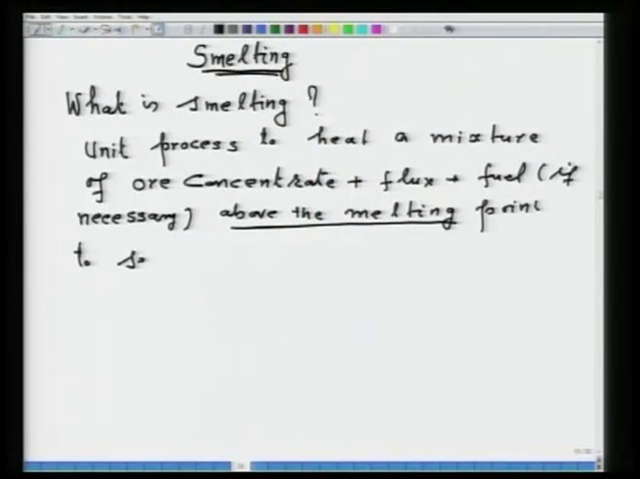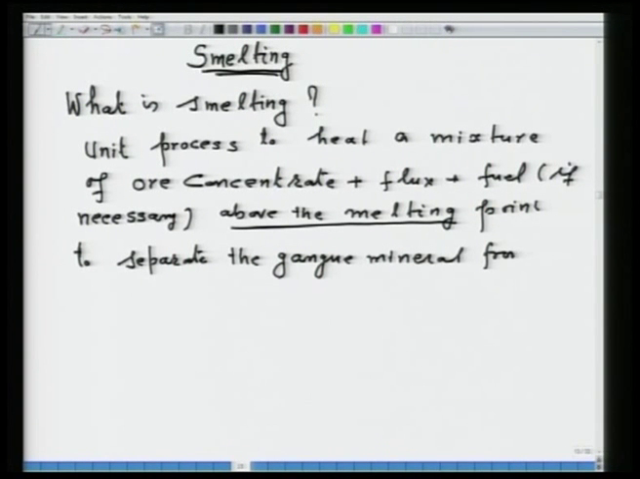So, above the melting point, to separate the gangue mineral from ore in the liquid state, this is a general definition of smelting. The whole objective is to separate the gangue mineral, but remember, the state of the gangue mineral in case of smelting is the liquid. It is a difference between roasting and smelting. Again, I will like to point out, in the roasting, both the states initial and final were solid, but in case of smelting, initial state is solid and the final state is that of liquid.